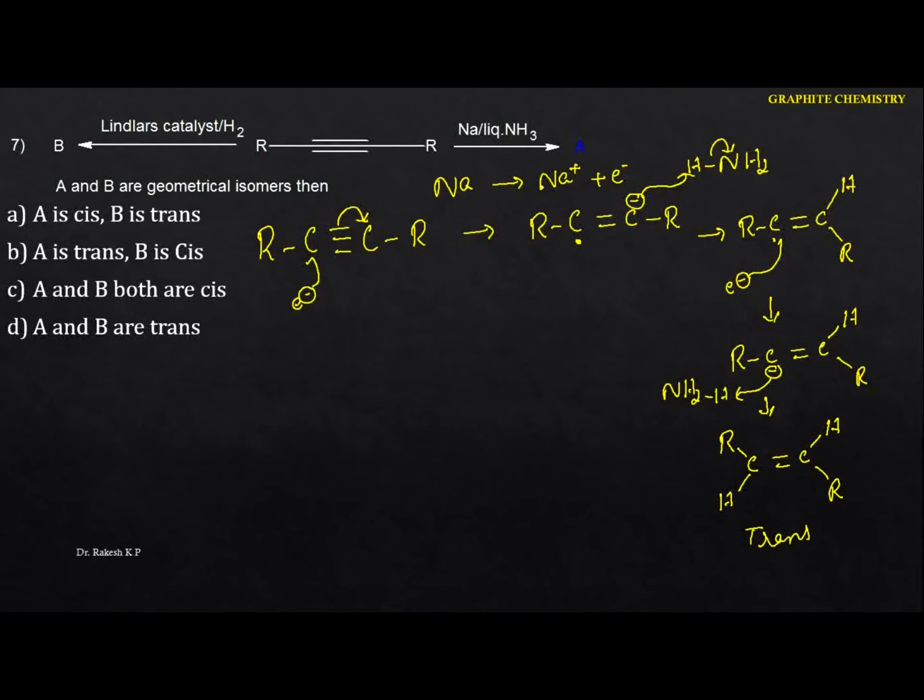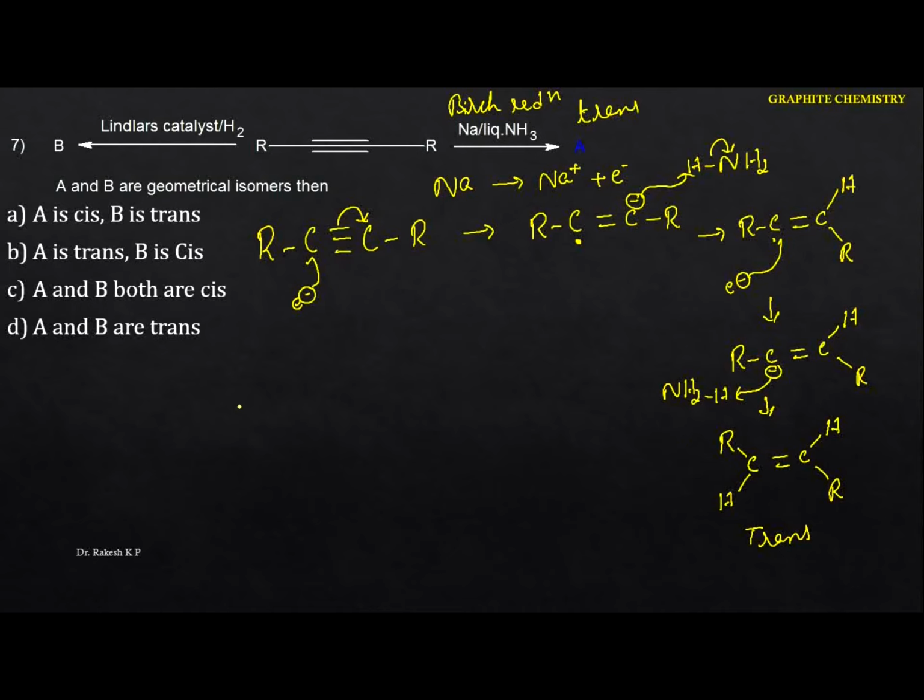So remember one thing. This is nothing but the Birch reduction. Birch reduction of alkynes always gives you the trans product. This one you have to remember. In most competitive exams, you may get one question based on this. This is the Birch reduction, and maybe the Lindlar's catalyst.